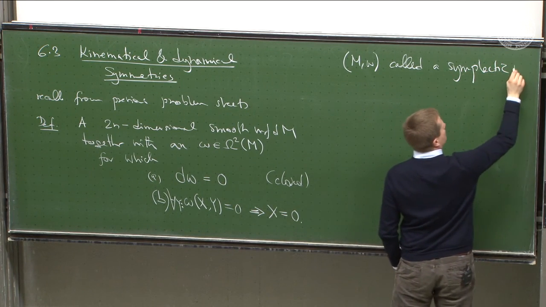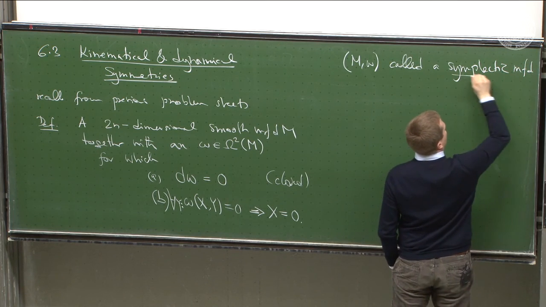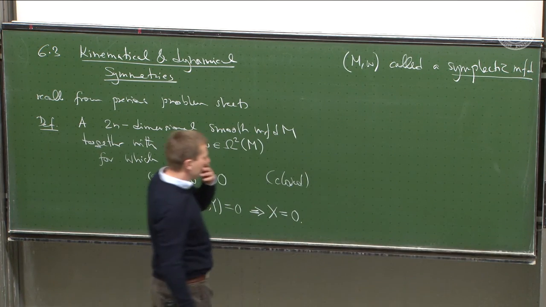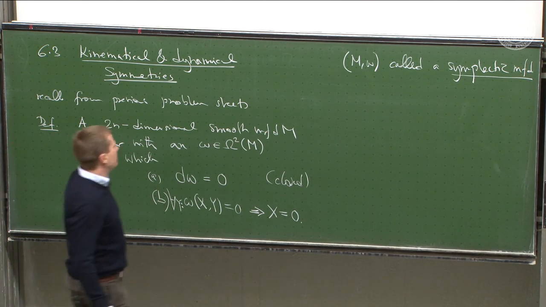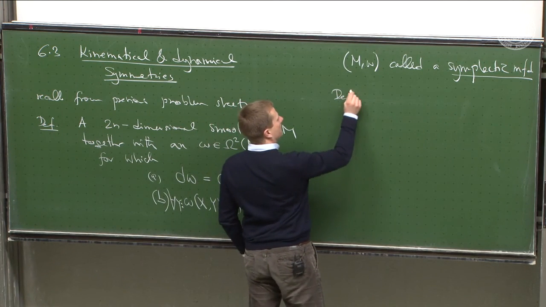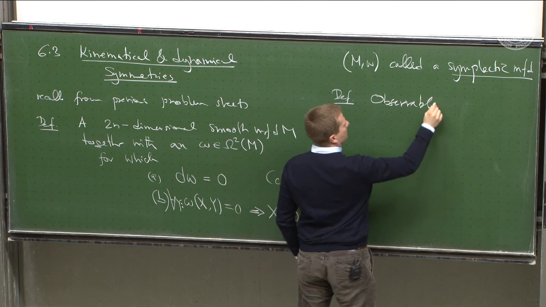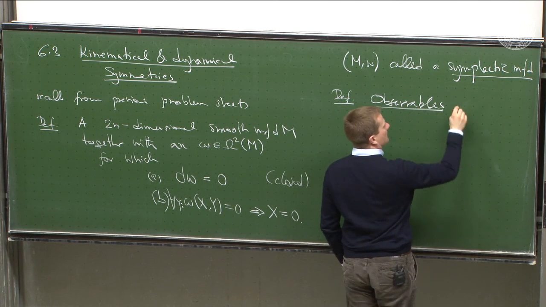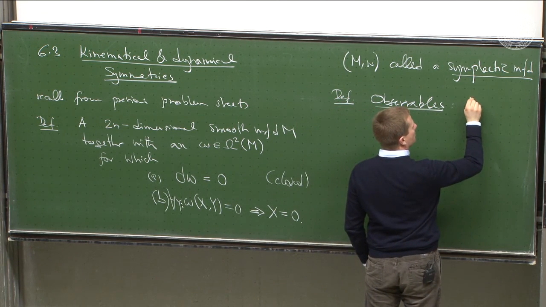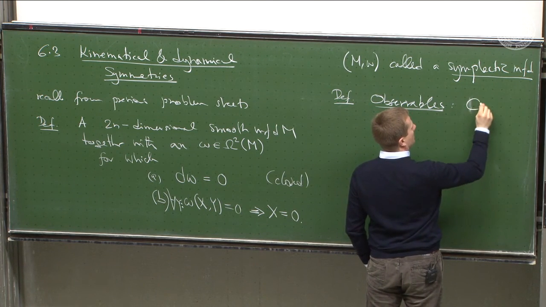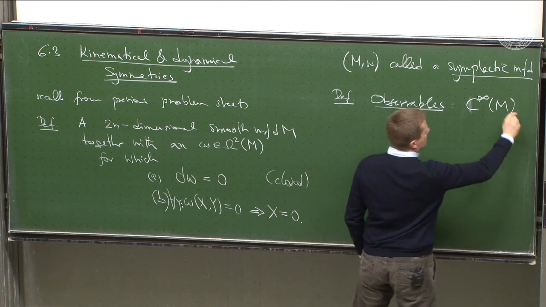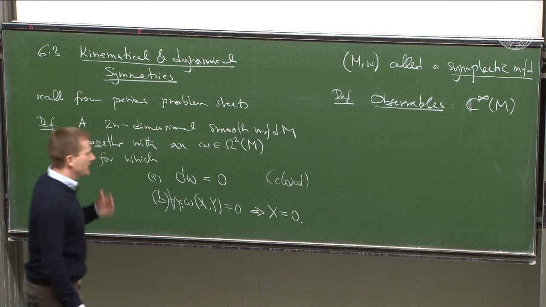It's a symplectic manifold. And on a symplectic manifold, we have observables, and those are simply the smooth functions. Observables are the smooth functions on this 2n dimensional symplectic manifold.